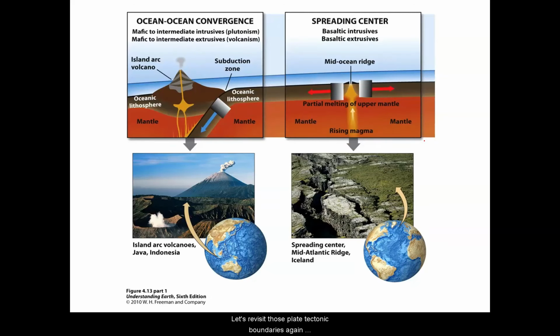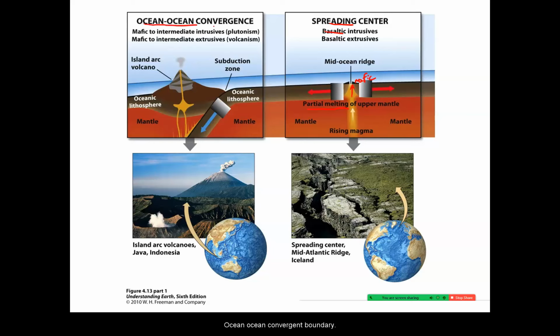Let's revisit those plate tectonic boundaries again and think about what's going on. So let's start with the spreading center. Remember we said partial melting happens there during decompression melting. So this ultramafic material partially melts. That makes mafic or basaltic magmas. If they erupt, they're lavas.